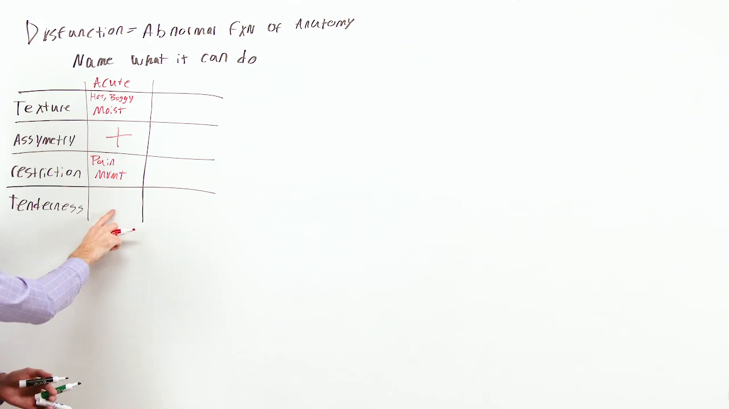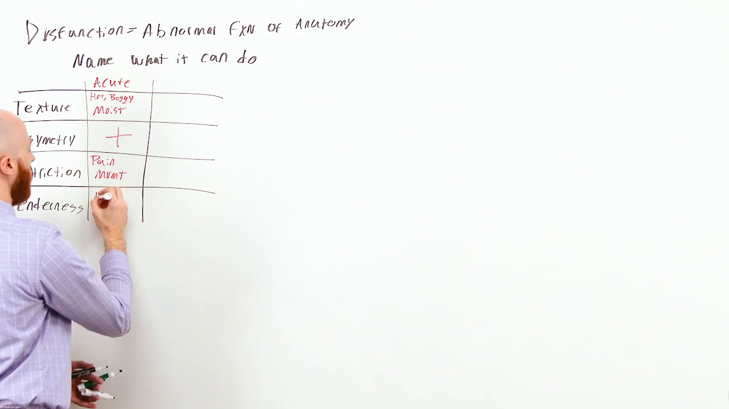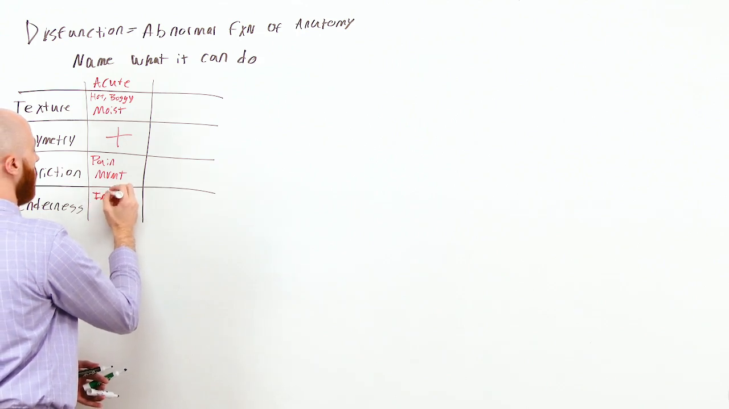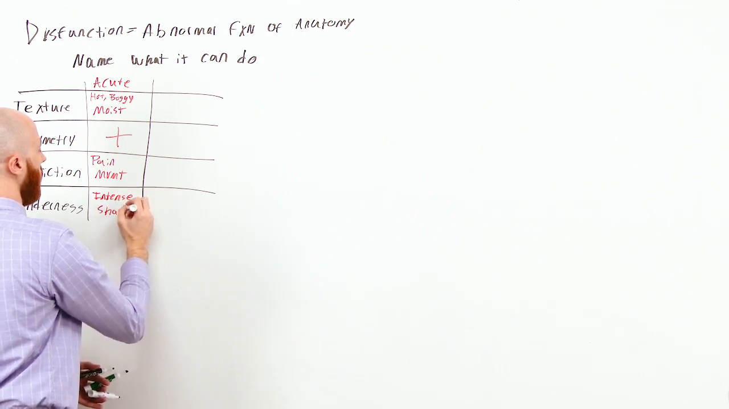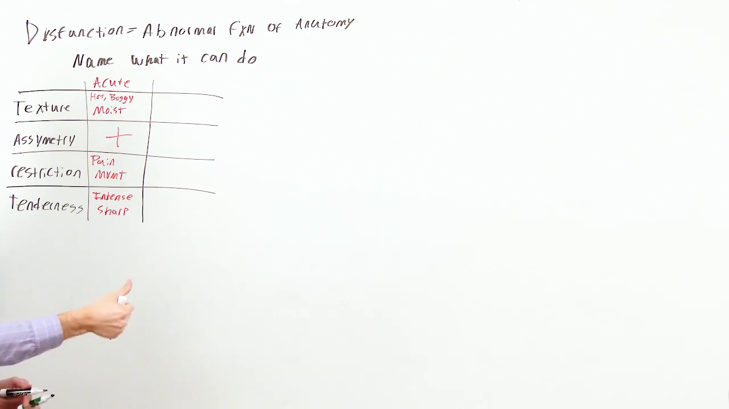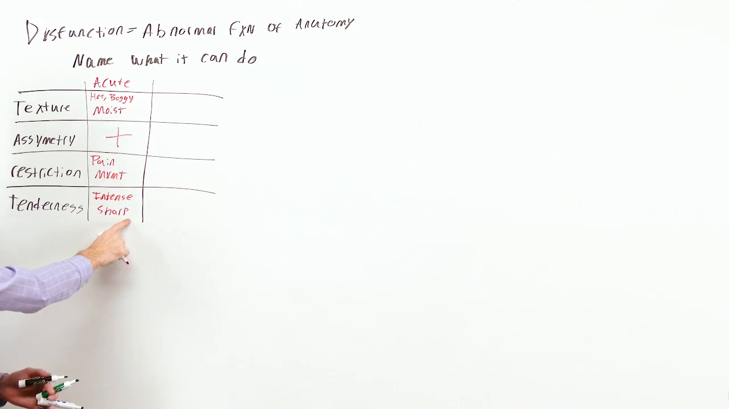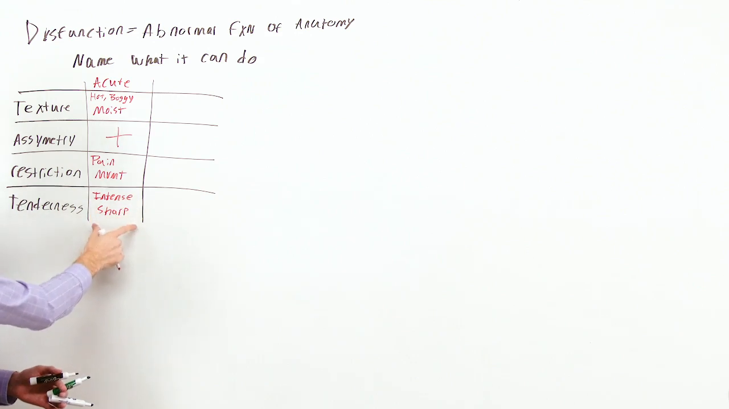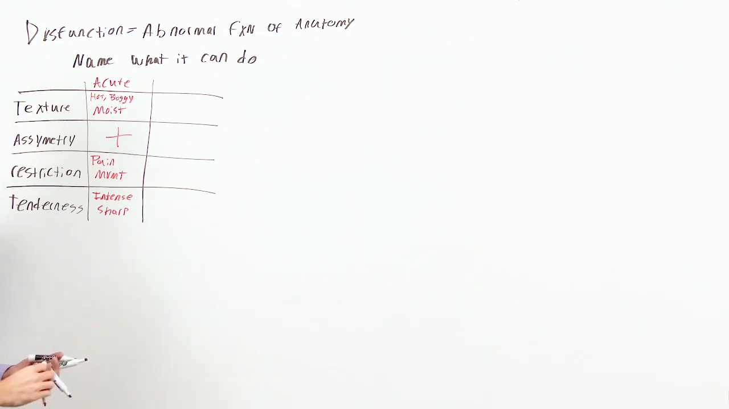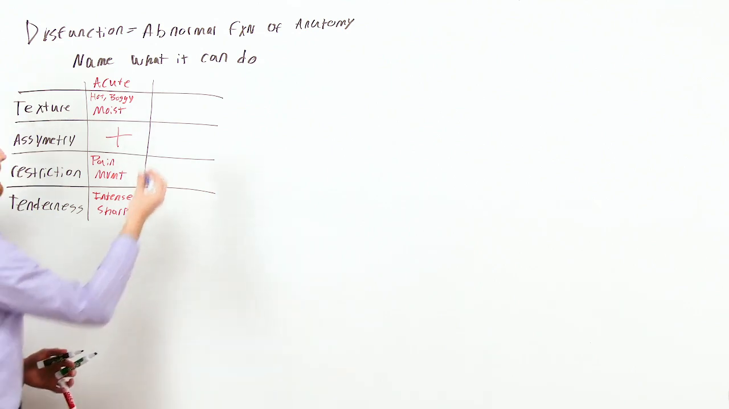For tenderness, they're doing the quality of the pain. So if it's acute, the pain will be intense or sharp. So if I take my thumb and I jam it, whatever muscle is dysfunctional, it's going to feel intense, it's going to feel sharp. So if on an exam you have any of these findings, the exam writer is trying to tell you that it's an acute dysfunction. And then we're going to compare that to chronic.